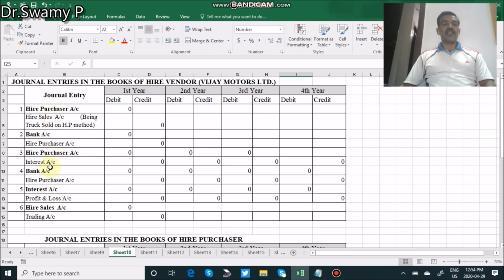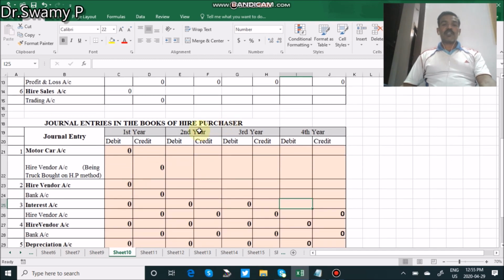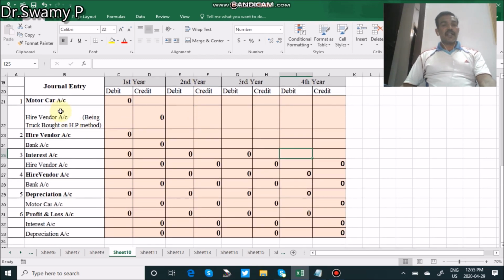These journal entries are common for all the years throughout the agreement period. There are 4 installments, means 4 years. For 4 years journal entries remain the same and amounts will be different. I have shown 00. Once the amounts are calculated in the previous sheets, the amounts will be linked to the sheets automatically. Similarly, journal entries in the books of hire purchasers are to be recorded.